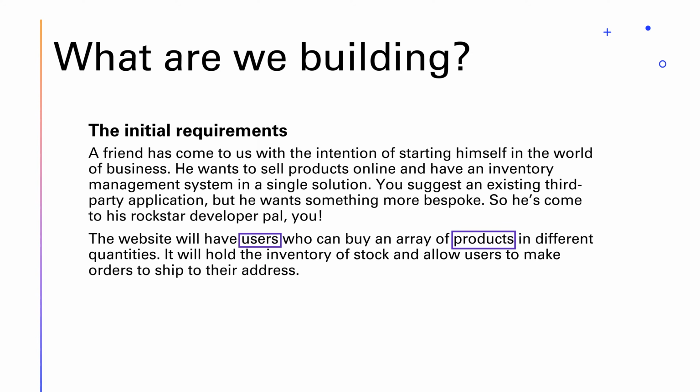We'll also have inventory, how many products we hold in stock. Do we have 5 apples or 10 apples? And along with that inventory, it's going to help us to know how much we can sell to the user. And this inventory and stock, we're going to allow users to make orders with it and ship to their address.